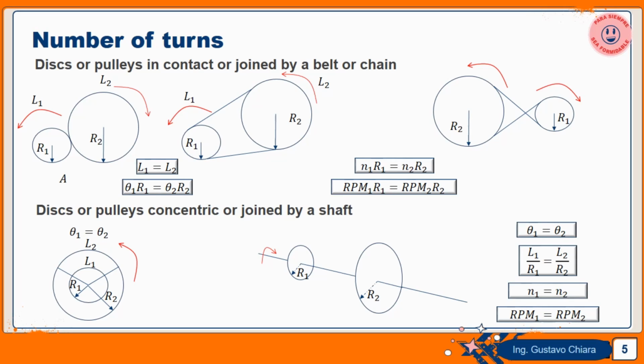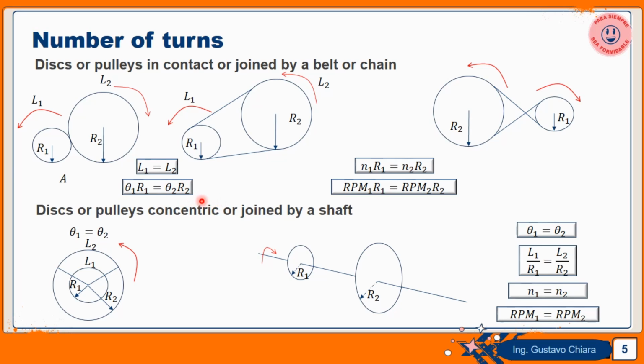In both cases we need to know that the length of the arc in both discs is equal. So L1 is equal to L2. So using the formulas before, we get that the sweep angle in disc 1 multiplied by radius 1 is equal to the sweep angle in disc 2 multiplied by radius 2.